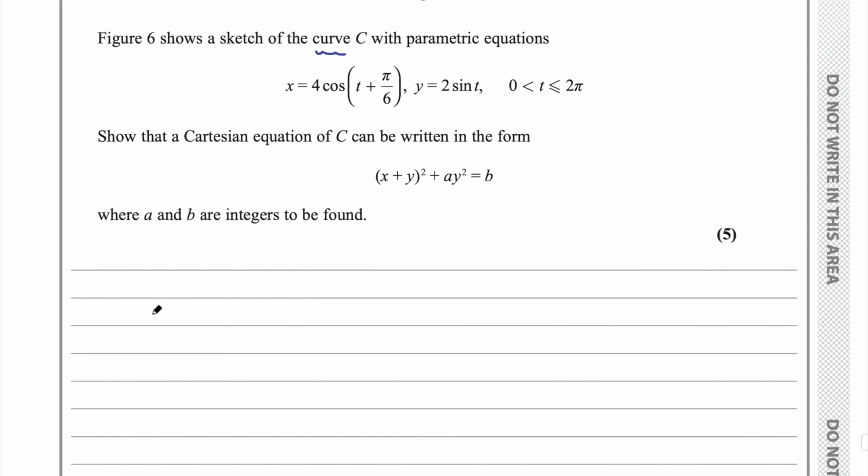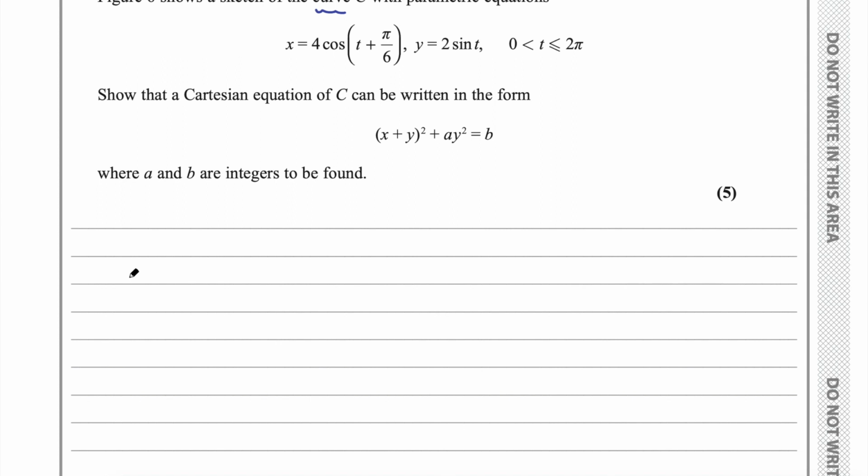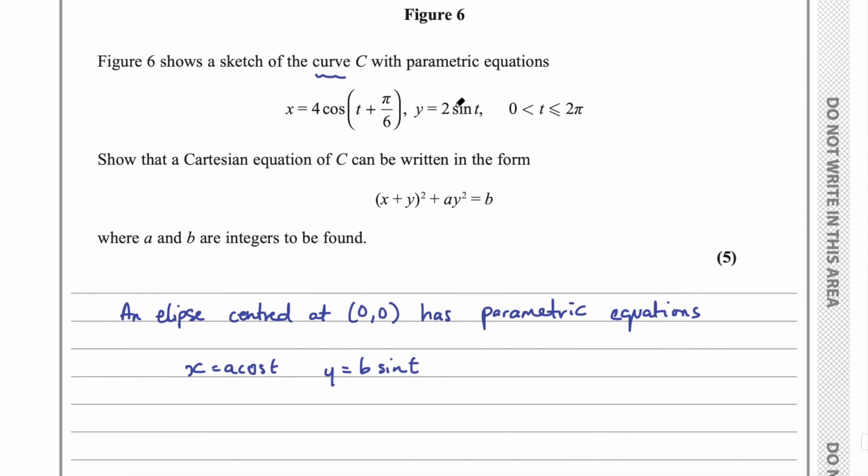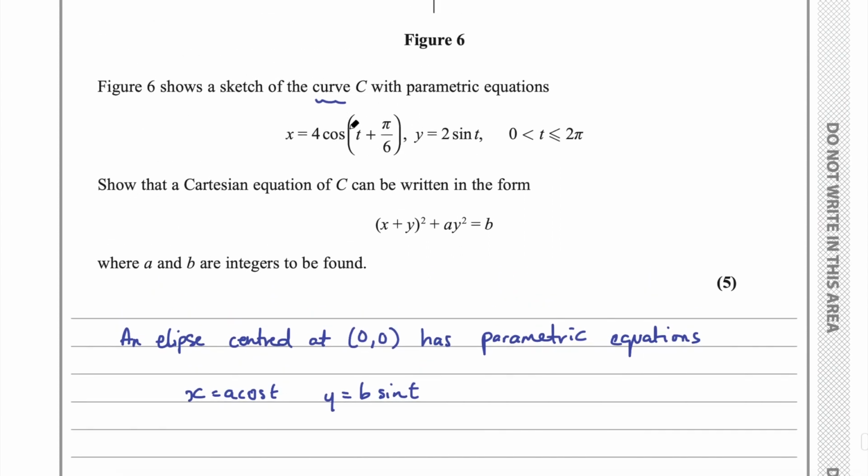So let me just state my thinking so far. So an ellipse centered at 0, 0, that's important. If it's not at 0, 0, then the equations change a little bit. has parametric equations x equal to a cosine t and y equals b sine of t. So that's where the angles or the variable t is the same and the coefficients can be different. So here we have different variables inside the functions.